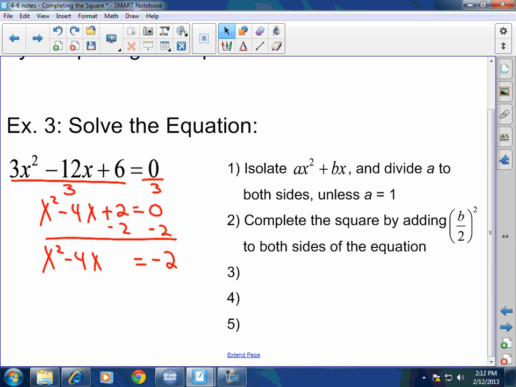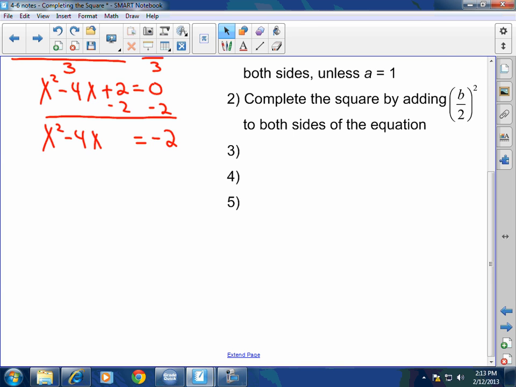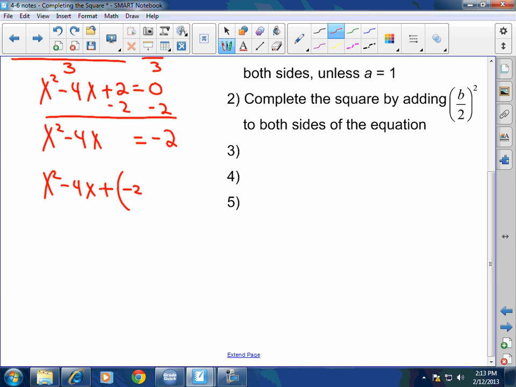Number 2, complete the square. But just like my boy had said, Mr. Morrow, if you just do it to one side, you're not going to keep the equation equal. And of course not. So you're going to complete the square by adding b over 2 squared to both sides. So what's my b over 2 in this case? Negative 4 over 2, right? It's just negative 2. So I've got x squared minus 4x plus my b over 2 squared. It's going to be negative 2 squared. Am I going to calculate this or leave it like that? Leave it like that. Equals negative 2 plus, on this side you can calculate it, negative 2 squared is 4.